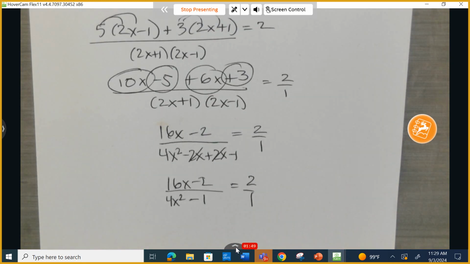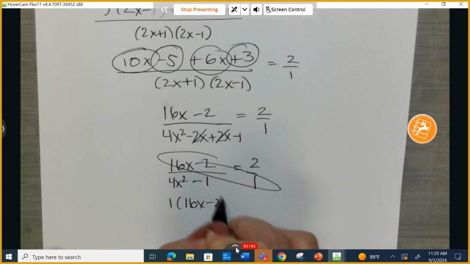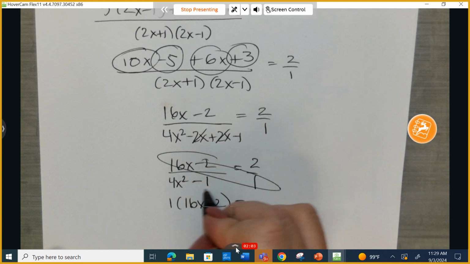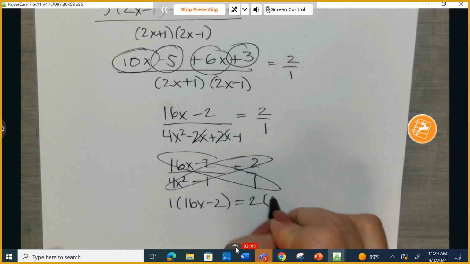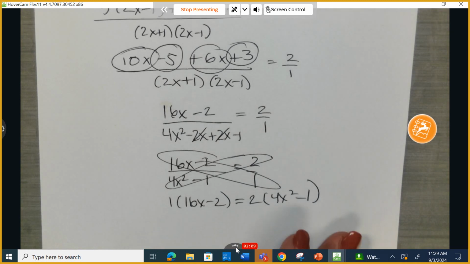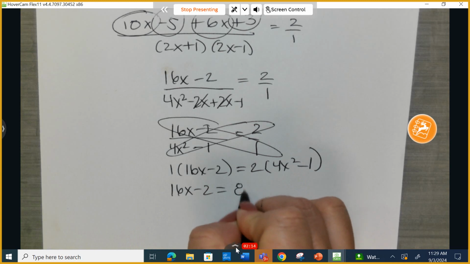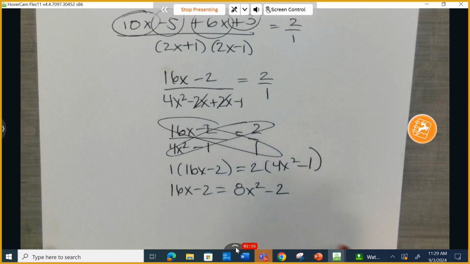So how do we solve this? Any ideas? What did we do last time? That's one way, is cross multiply. I'm going to take 1 times the quantity 16x minus 2. Taking 1 times it doesn't do anything. I'm going to take 2 times the quantity 4x squared minus 1. All right, here we go. 16x minus 2 equals 8x squared minus 2.